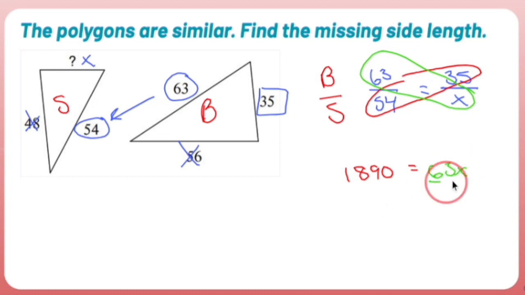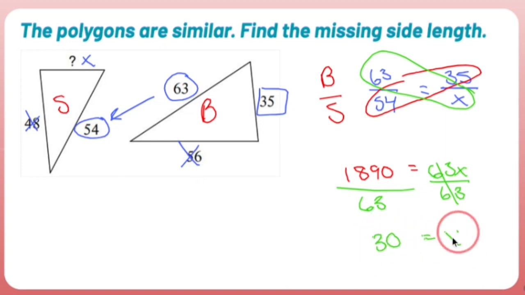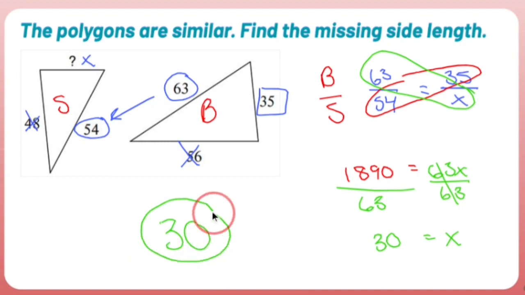In order to get x all by itself, you divide by 63 on both sides, of course. And I absolutely know that this is 30. So 30 equals x, x equals 30, but I'm not even going to circle x because x isn't part of my original problem. The figures are similar. Find the missing side length. The missing side length is 30. Okay? That's how it's done.